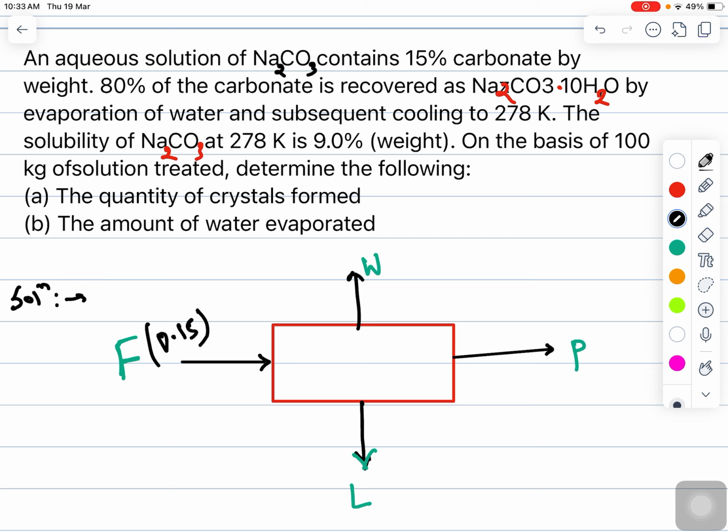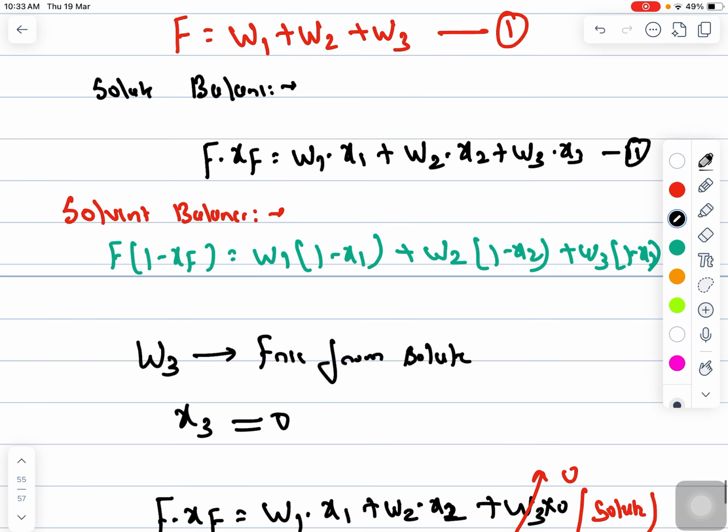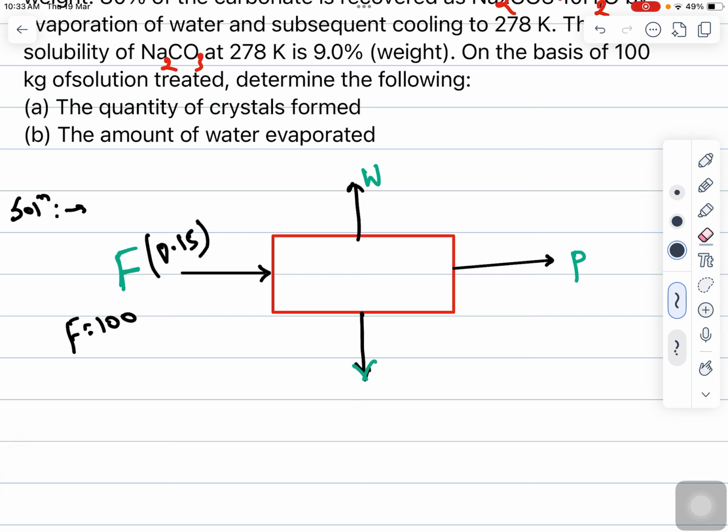So I'm assuming the feed is 100, and the solubility of Na2CO3 is also given to you, that is 9% by weight. Is that clear? Yeah, so this one is the mother liquor. I'll denote it as M, so this will be very easy for you. And this is the product. In the mother liquor the solubility will apply, so this is your 0.09.